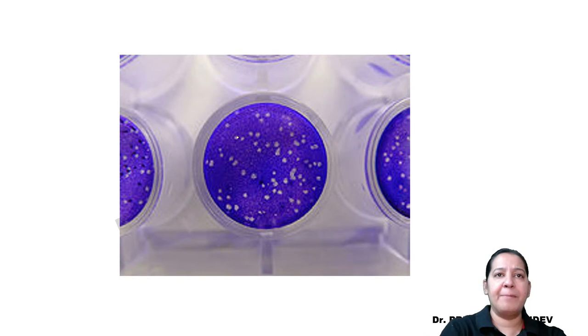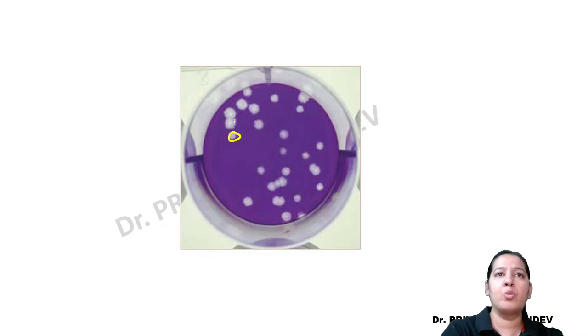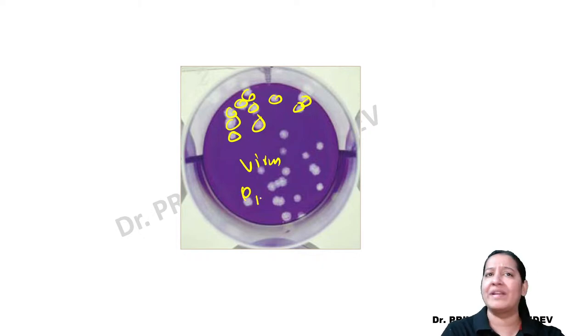Can you see in this diagram? If you can appreciate, you can count the number of white lesions. These all white lesions are plaques. Count the number of plaques. That will give you the number of the virus. So can you count? 1, 2, 3, 4, 5, 6, 7, 8, 9, 10. So whatever plaques are there, that is the number of the virus. Again, it is a quantitative assay.